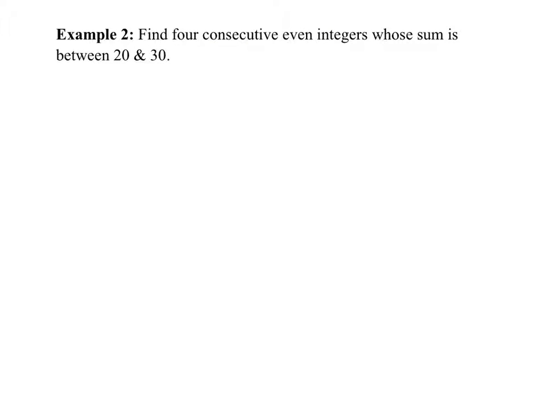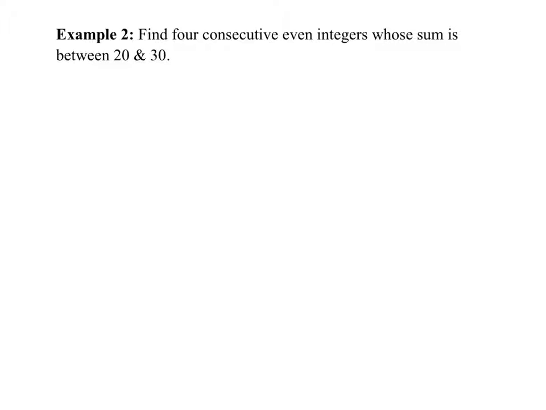All right, let's look at this one. Find 4 consecutive even integers whose sum is between 20 and 30. 4 consecutive even integers. Now, obviously, a lot of you can figure this out in your head. I know that, trust me, by inspection. But I want you to practice setting it up. I made it easy on purpose.